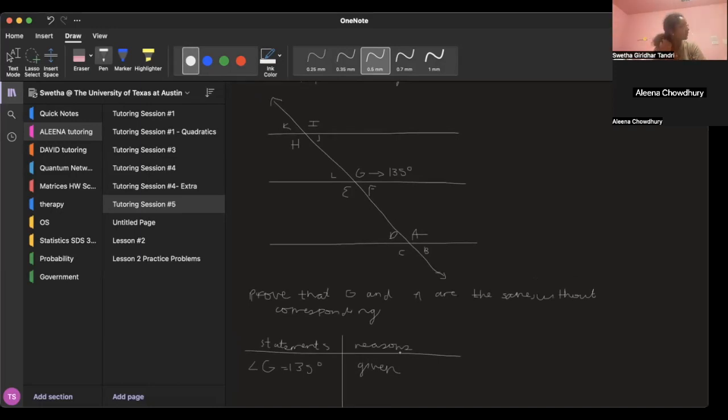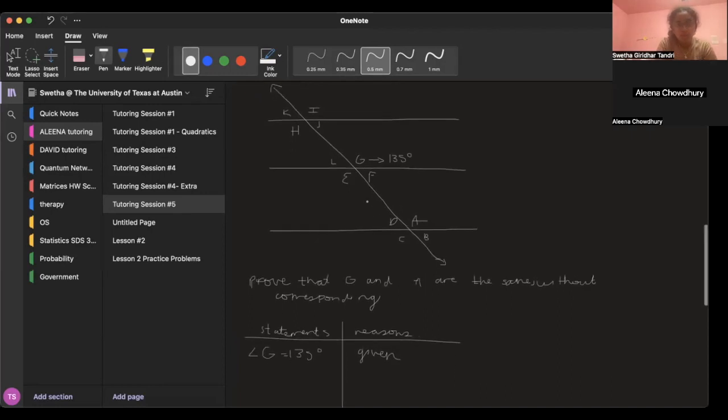Okay, G and E are vertical angles. Yes. So what does that mean? It means that E is also 135, right? Vertical angles.